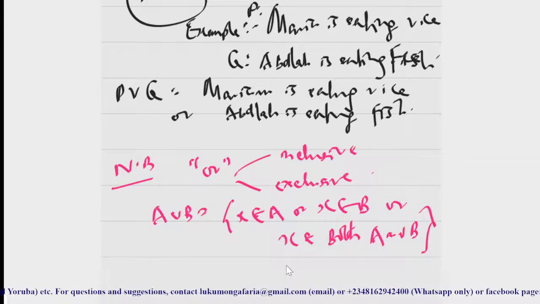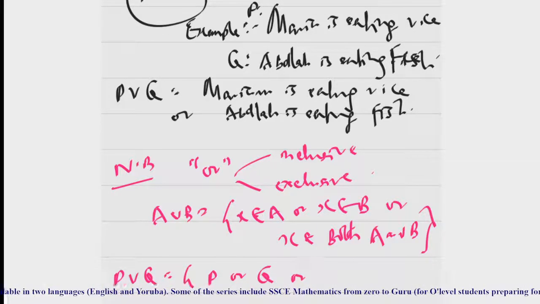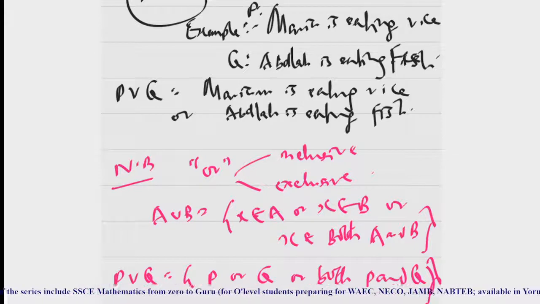So for an inclusive proposition, or inclusive disjunction, I'm going to have: Mariam is eating rice, or Abdullah is eating fish, or Mariam is eating rice and Abdullah is eating fish. That is for the inclusive sense. When you have P or Q, you are talking about P or Q, or both P and Q. That's the inclusive definition of disjunction.